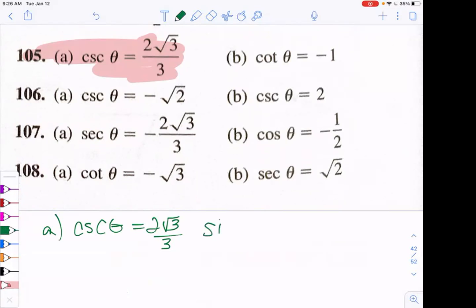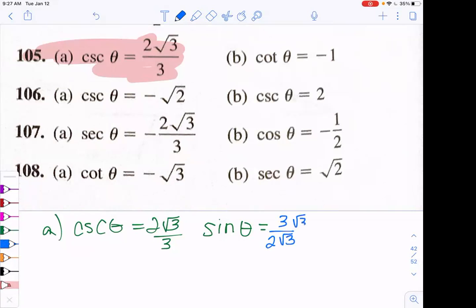We would do sine. So anytime they give you cosecant, secant, or cotangent, change it to sine, cosine, and tangent. Those are the ones that we use most often. So the sine would be the reciprocal.